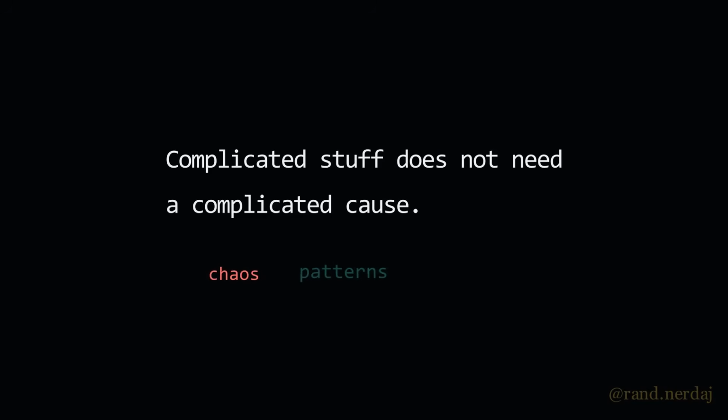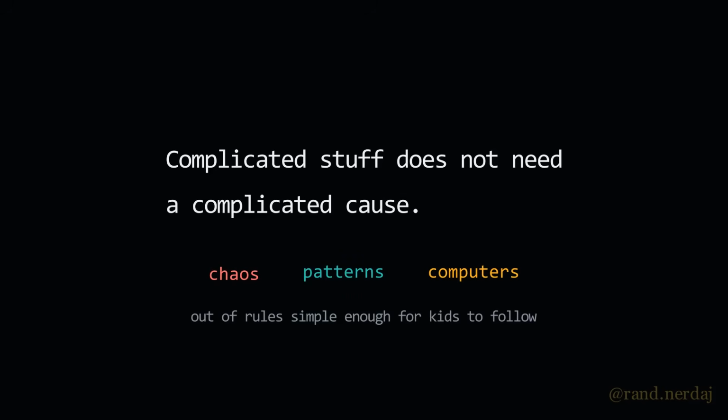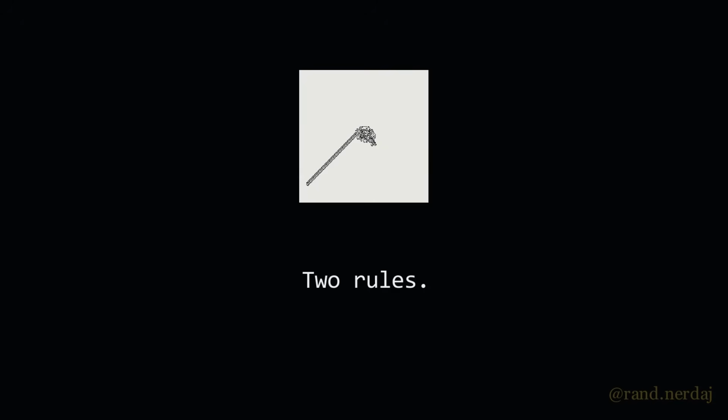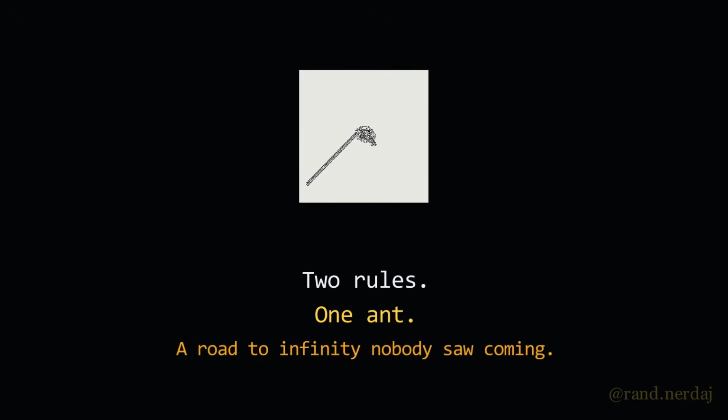The wildest behavior there is, chaos, patterns, even computers themselves, can fall out of rules simple enough for a kid to follow. Conway's Game of Life does it. Wolfram's little grids do it. Maybe the whole universe does it too. Simple rules running for a long, long time, slowly turning into everything. Two rules, one ant. A road to infinity nobody saw coming. Run the simplest things far enough, and turns out they can hold the whole world.